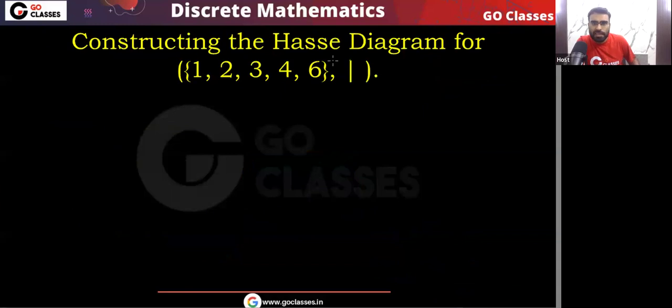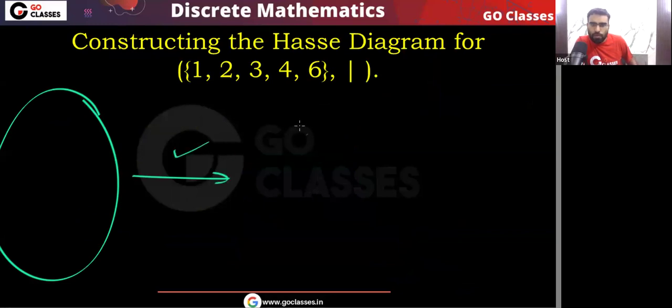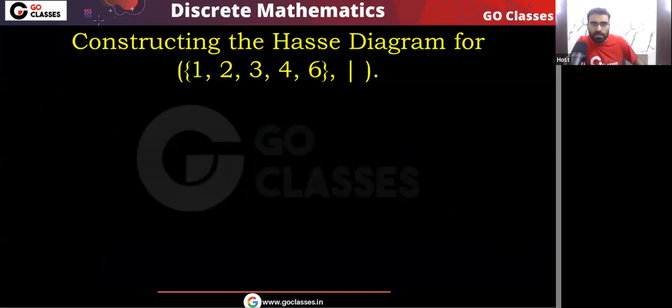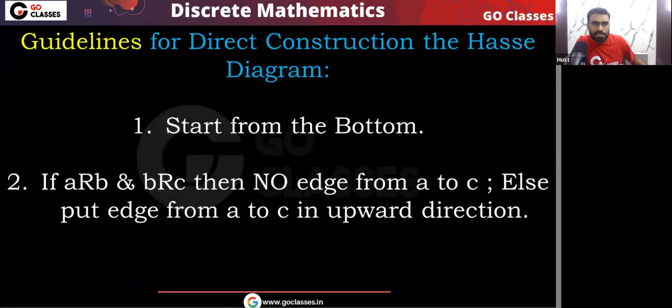Now let's create the Hasse diagram for this structure. So tell me one thing, if I want to create the Hasse diagram for this partial order relation, will I create the graph representation, then remove the self loops, then remove the transitive edges, then put all the edges in the upward direction, and then remove the directions? Will I go like this? You don't have to go like this. That is a dumb method. You can create it directly, direct construction. So let me tell you how to construct the Hasse diagram directly.